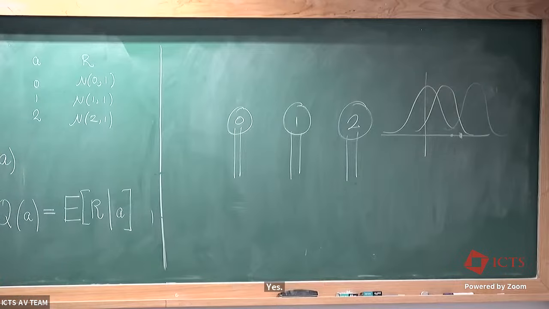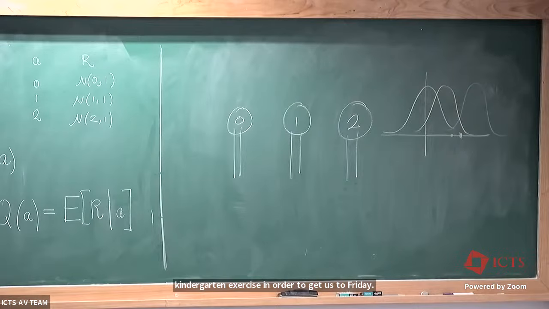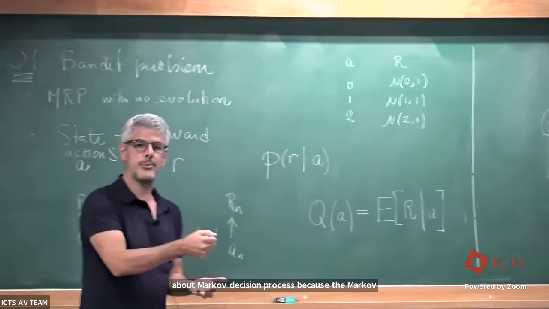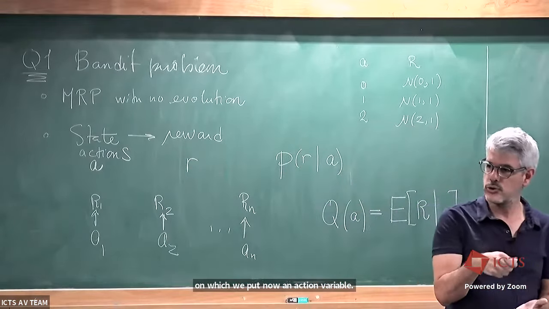Yes. So here the states are actions. So this is number 1. This is not part of the Markov reward process, but it's a kind of kindergarten exercise in order to get us to Friday about Markov decision process. Because a Markov decision process will be a Markov reward process on which we put now an action variable. So I want you to practice this notion of action.